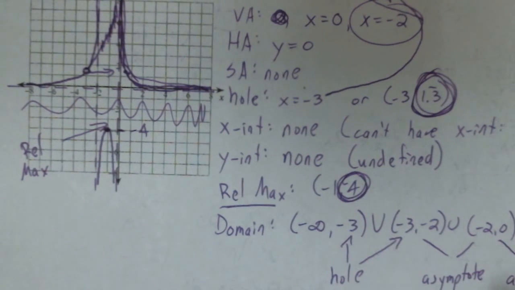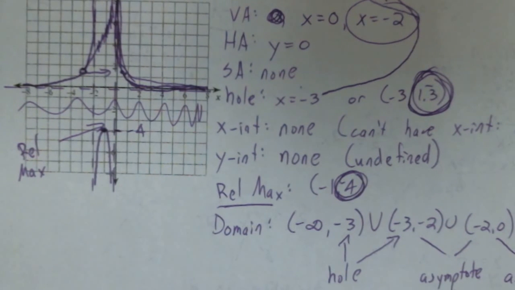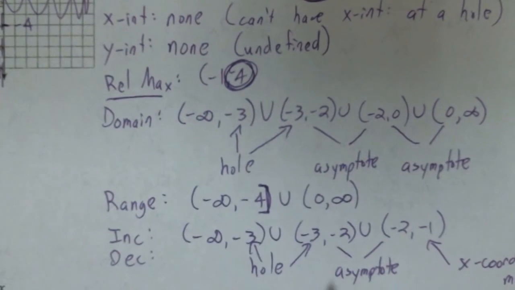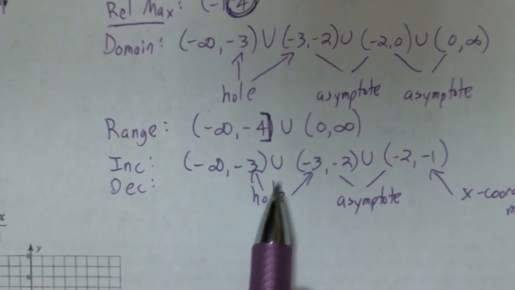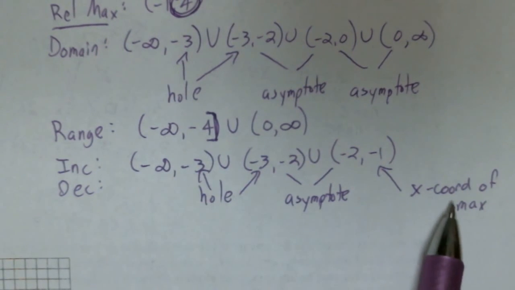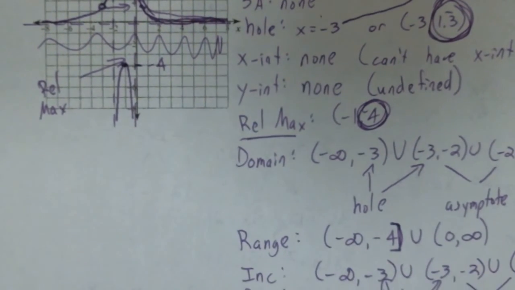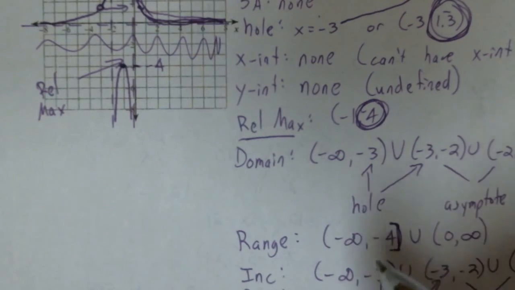This -2 and that -2 is the asymptote. And then that -1 is the x coordinate of the max. -3 is the hole, -2 is the asymptote, and that -1 is the x coordinate of the maximum. That spot right there. All right, I know, guys, I'm sorry, this is tough stuff.